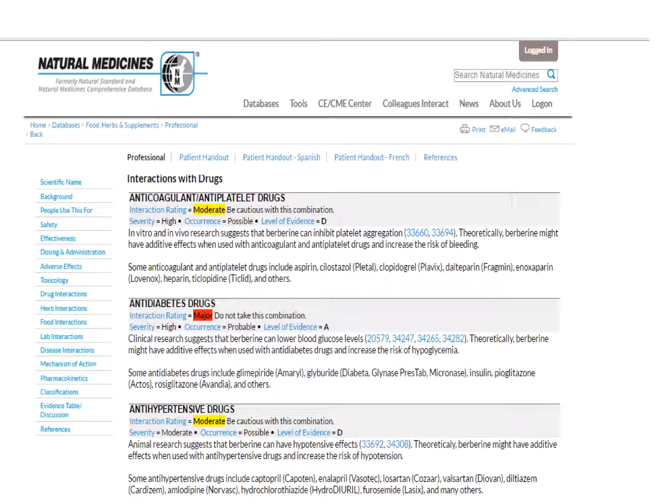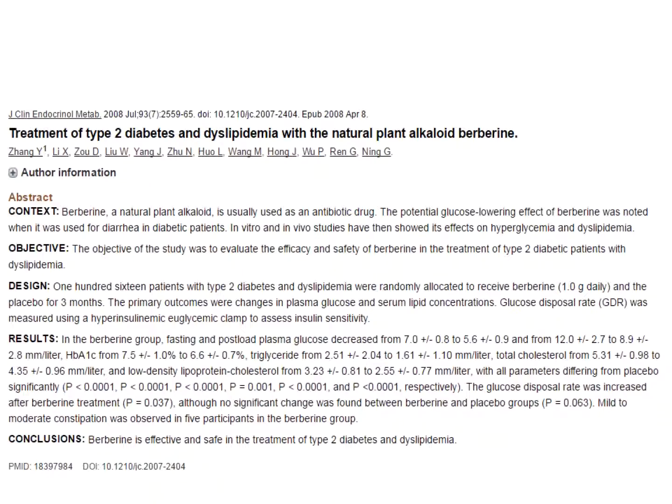So anti-diabetes drugs, big red flag. Berberine is very effective at lowering blood sugar. We've known that for centuries. And you may need to lower people's various drugs, and they give you the list of medications that it interacts with there too. And there's a little article, and that's a hyperlink, treatment of type 2 diabetes and dyslipidemia with natural plant alkaloid berberine.